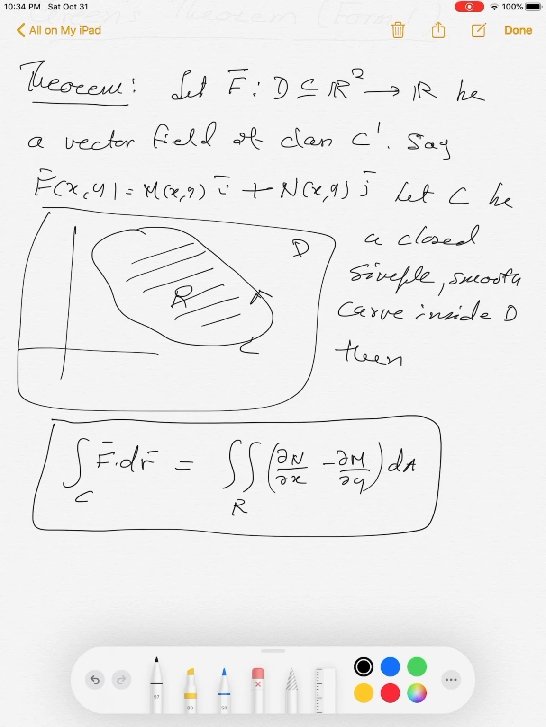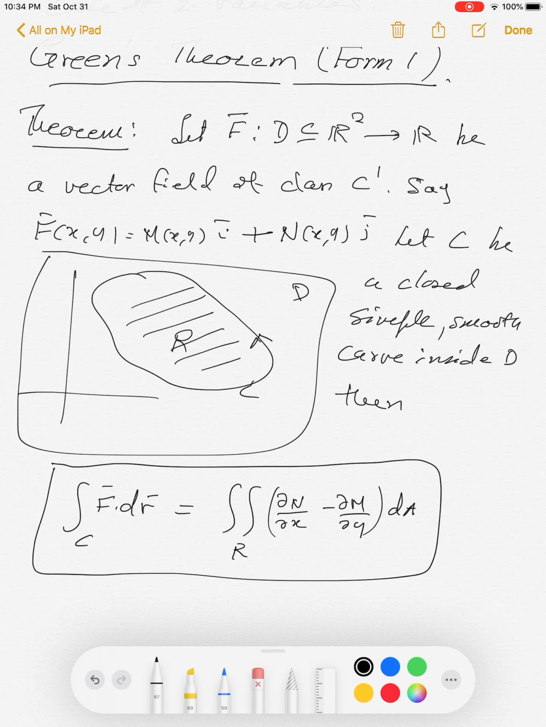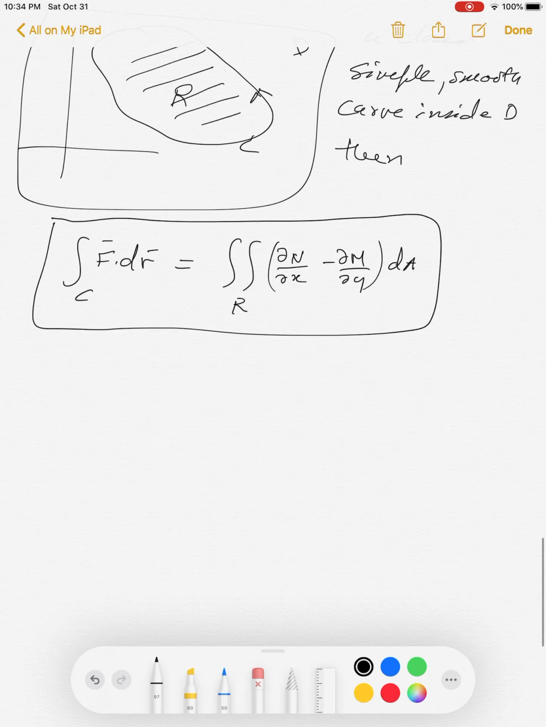So if you have a region R which is enclosed by curve C, then the line integral of a C1 vector field along the curve equals the double integral of dn/dx minus dm/dy, where f is given by m i bar plus n j bar. So this is one of the important theorems of mathematics. I will talk about why this is so a little later. First of all, I will verify. So our next problems are going to be on verifying Green's theorem. So let's do problem 1 on Green's theorem.